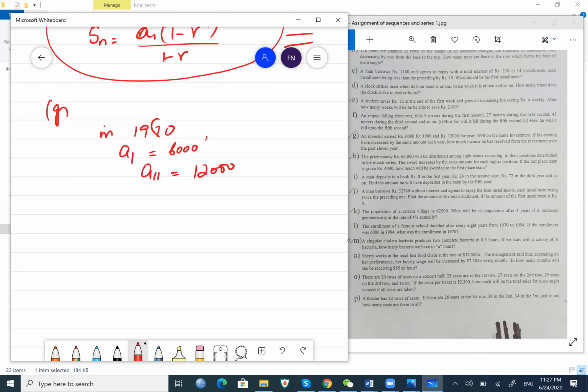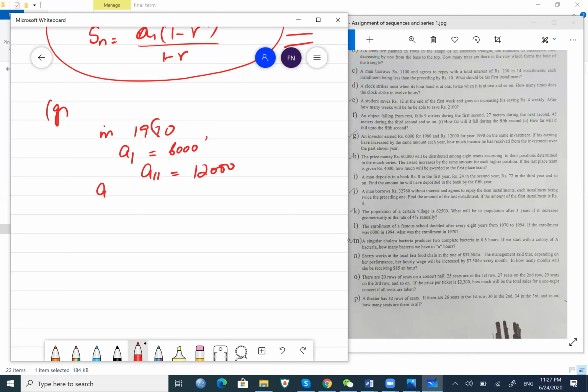So from here, is that an arithmetic series or geometric series? Who can answer me? This is written in the question. Is it arithmetic? Why? Because of the same amount each year. Very good. Because the same amount is increasing every year. So it is an arithmetic series. So we need to find the sum. And for finding the sum, we need D.